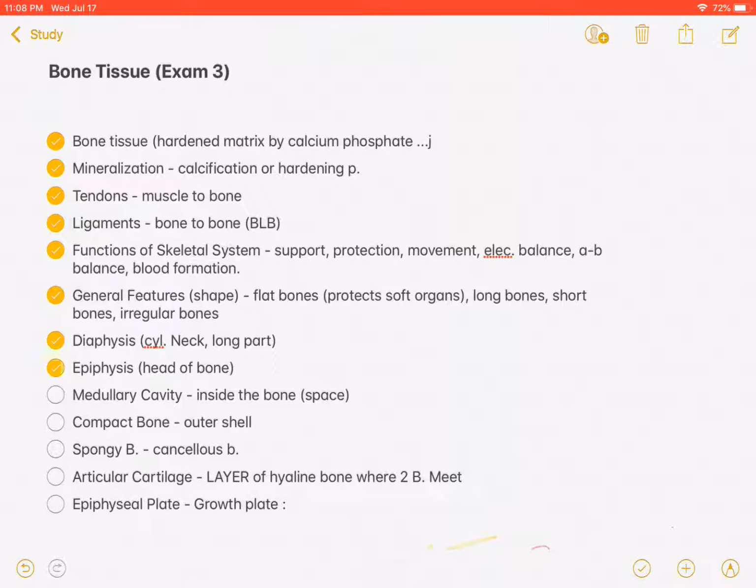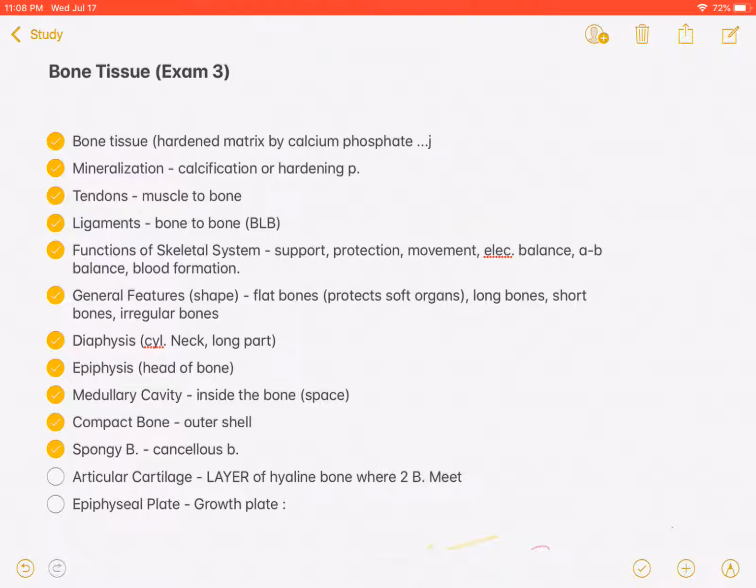Epiphyses is the head, right? Medullary cavity is the inside of the bone. That space, right? That cavity. Cavity is cavern, cave, space, where your bone marrow resides. Compact bone is just the outer shell. You remember the periosteum, right? It's that pain-sensitive membrane. Not membrane, but part of the bone. Spongy bone or cancellous bone.